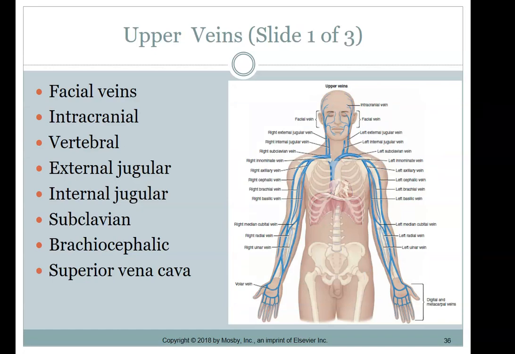The upper veins begin their drainage from the face and skull, then through the neck, the vertebral, and internal and external jugulars. The vertebral and external jugulars drain into the subclavian veins, while the internal jugular joins the subclavian to form the brachiocephalic vein. From there, the vein drains into the superior vena cava. The ICD-10 manual refers to the brachiocephalic vein as the innominate vein.